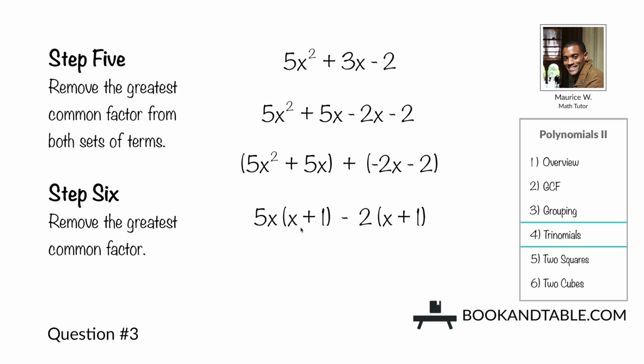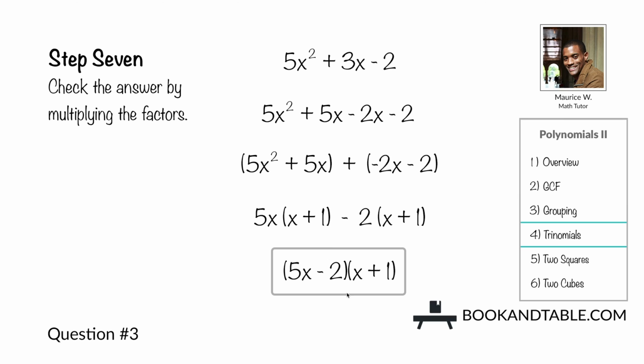So now we can remove the greatest common factor between this term and this term. And the greatest common factor is the factor x plus 1. We can remove it from both, giving us x plus 1 as one factor, and 5x minus 2 as the second factor. So 5x squared plus 3x minus 2 is equal to 5x minus 2 times x plus 1.